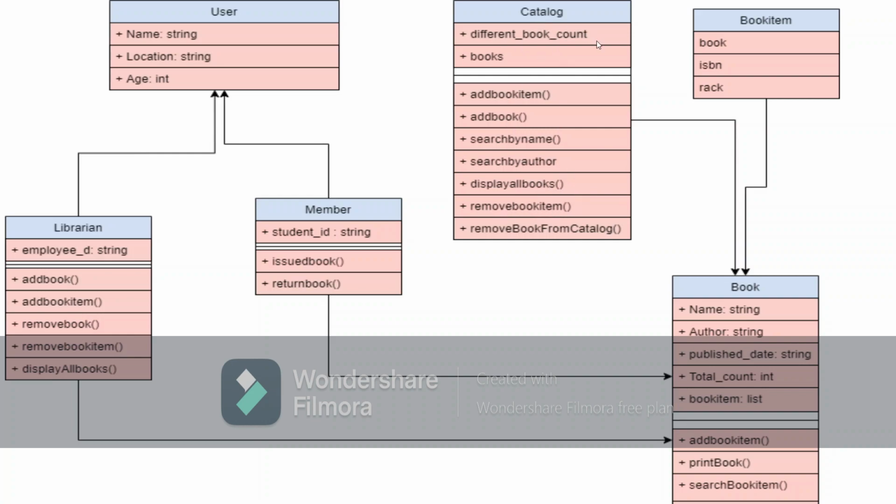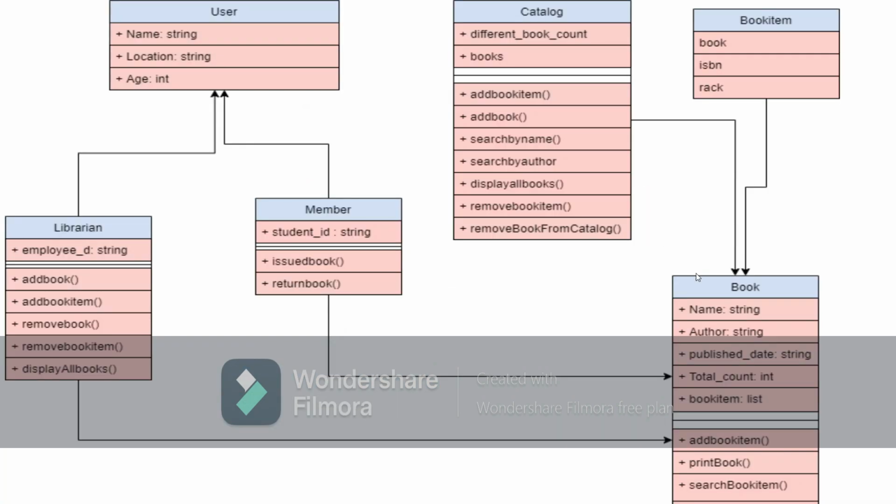Remove book item is there in the catalog, and then remove book from the catalog. When the user issues a book, we have to remove the book from the catalog. So these are the functions performed by the catalog. The member who issues a book goes to the catalog, searches by name and by author, and the book is issued to the member. Then the last class is book item, in which we have a book, the ISBN number, and the rack number in which the book is kept.